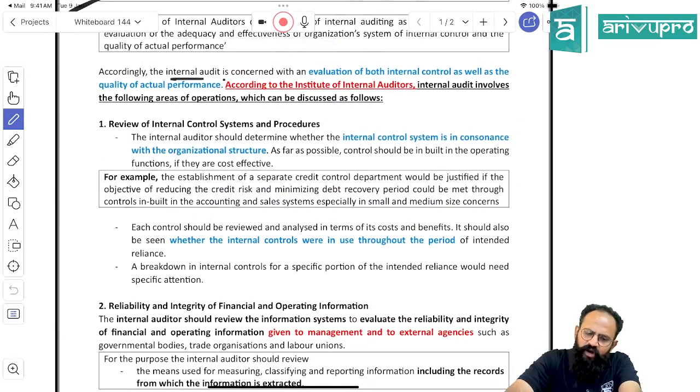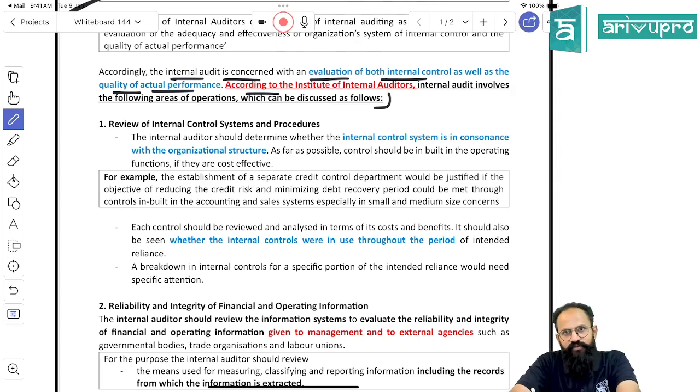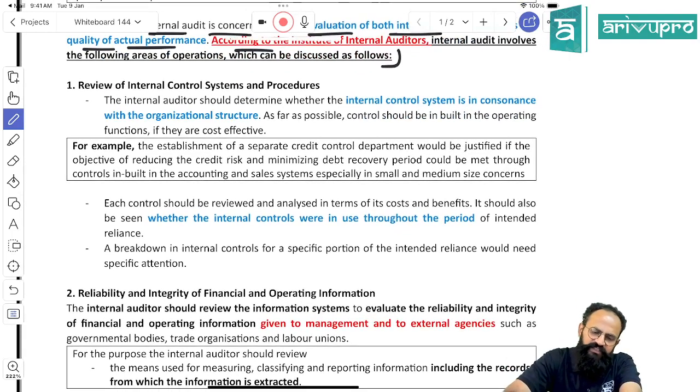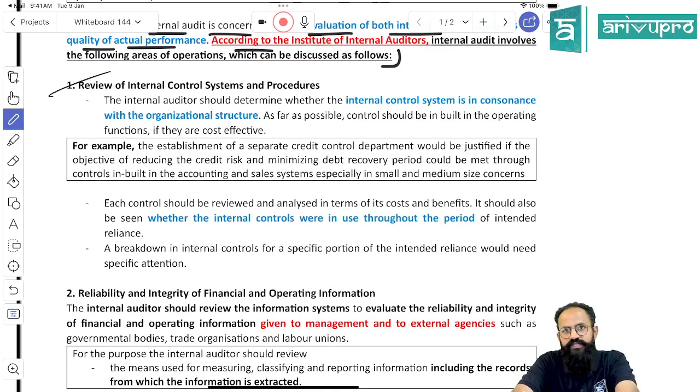Accordingly, the internal audit is concerned with evaluation of both internal controls as well as the quality of actual performance. According to the Institute of Internal Auditors, the internal audit involves the following areas of operation. And what is that, sir? The first one is called a review of internal control systems and procedures.